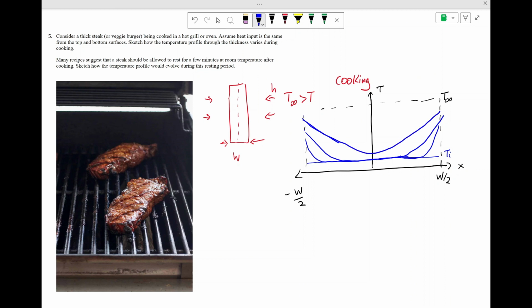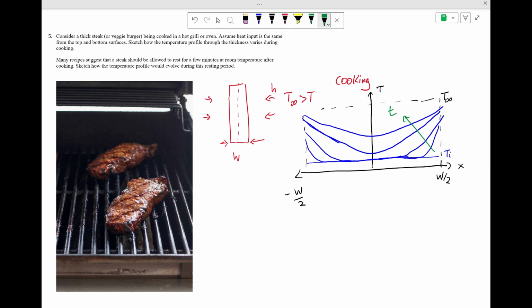And since we have a fixed T infinity, the outer edge will never exceed or quite reach T infinity, but it'll start getting closer and closer, and the slope through the middle will shallow off, but you're always going to be symmetric around the center line. So we would typically make an indication that this is the direction of time.